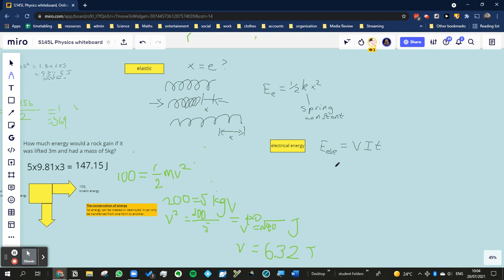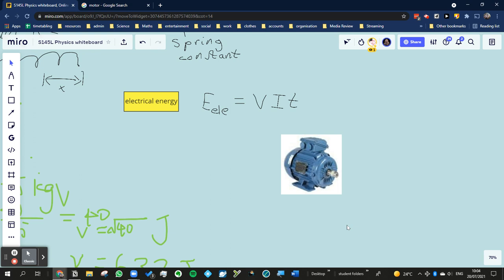Let's imagine that we had a motor going. So I'll just get a picture of a motor. So hopefully this is an electrical motor, but it looks like it is, to be honest, but it doesn't matter if it is or not. We're going to presume it is. This is connected to a battery.